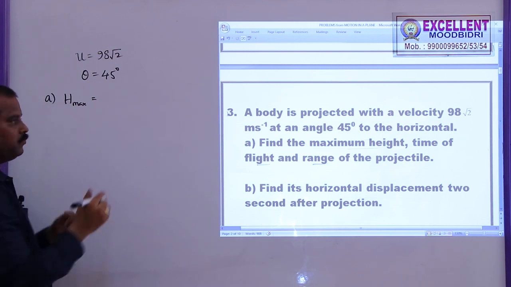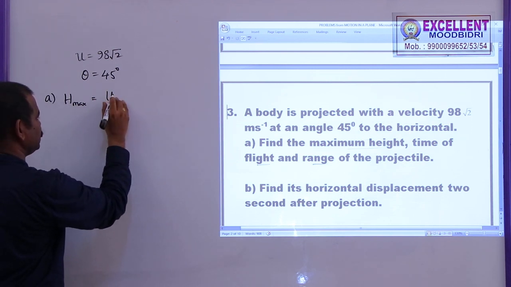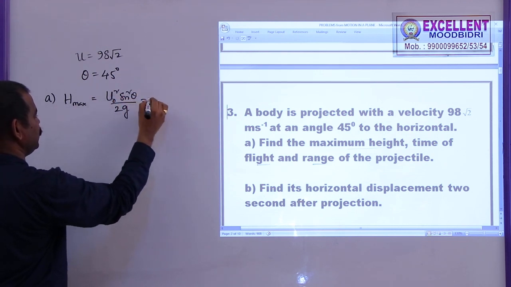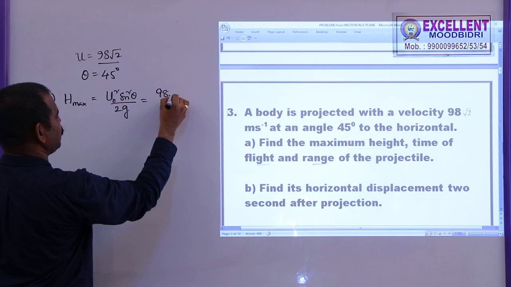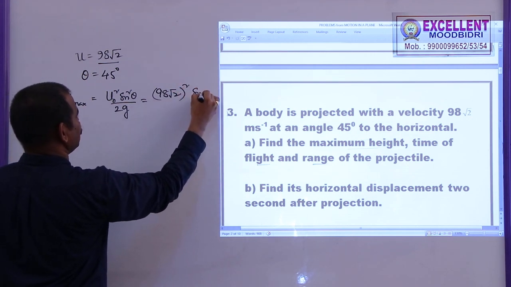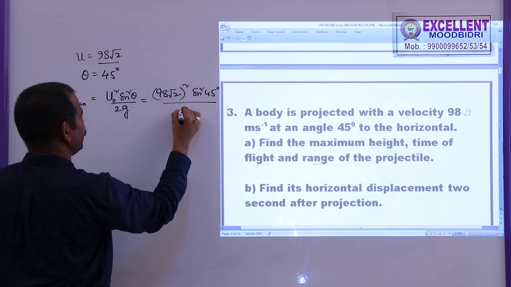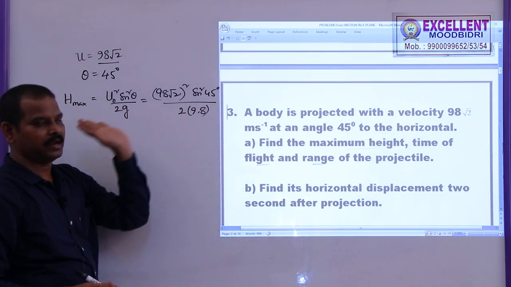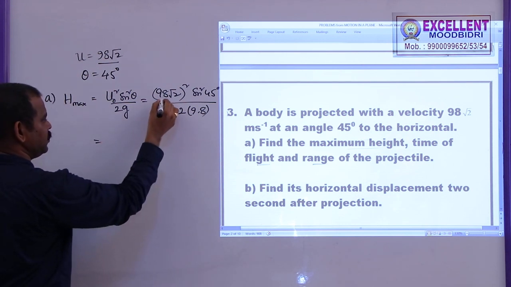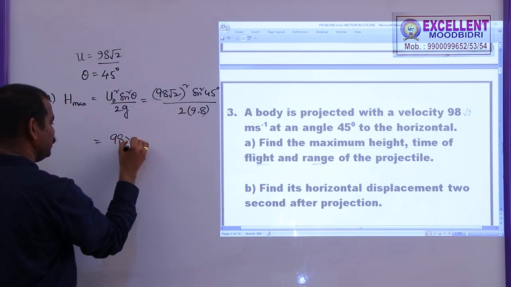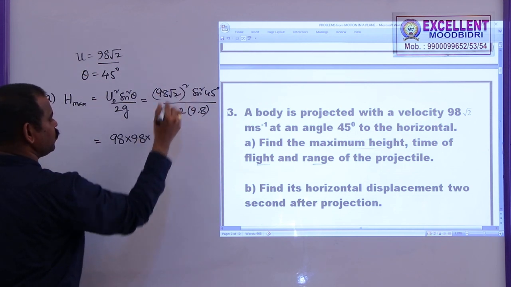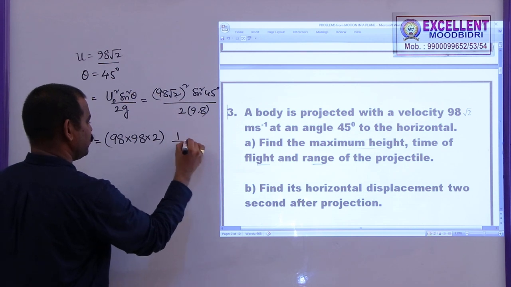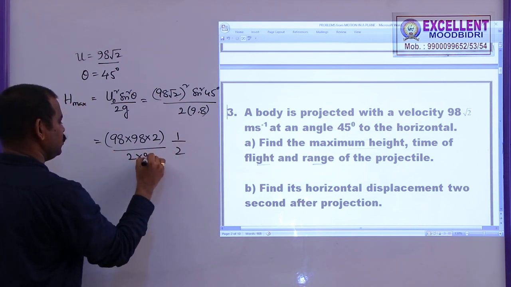So what is the maximum height formula? This is v naught square sine square theta by 2g. V naught is 98 root 2 whole square, sine square 45 degrees by 2 into 9.8. Here small g is not given, so you consider 9.8 only. So this will be 98 root 2 into 98 root 2, that is 98 into 98 into root 2 square, which will be 2. Sine 45 is 1 by root 2, whole square will be 1 by 2, into 2 into 9.8.